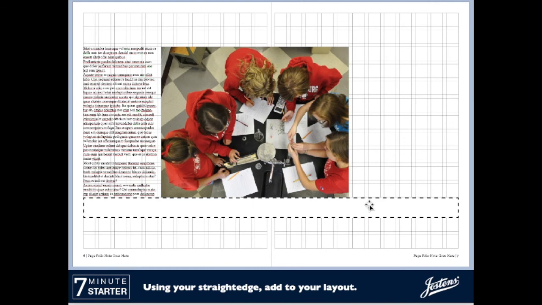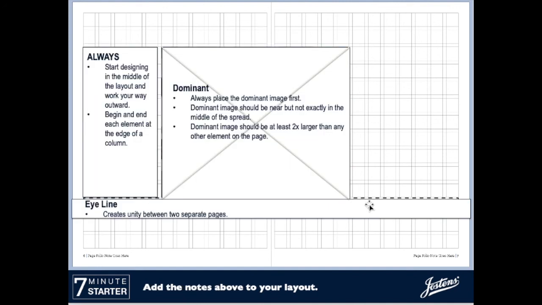Then you want to start placing your text. Your text is going to go towards the outside of your pages, to the left, to the right, to the top, to the bottom. You don't want to place text in the middle of your design. And you want to make sure that as you start designing, you start in the middle with your dominant image and you work your way outward. You also want to make sure that you begin and end each element at the edge of a column. So you want a pica's worth of space between any of your elements right here. So you have a pica's worth of space between your story and your dominant image. You have your eye line between your story, your dominant image, and anything that comes below it.